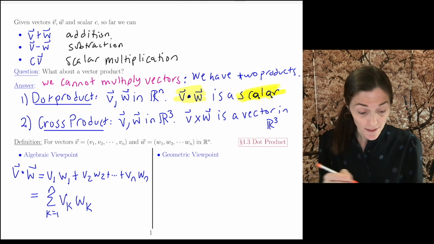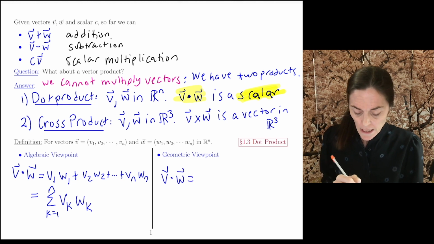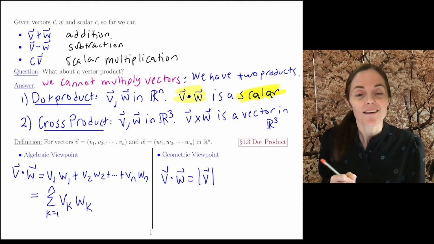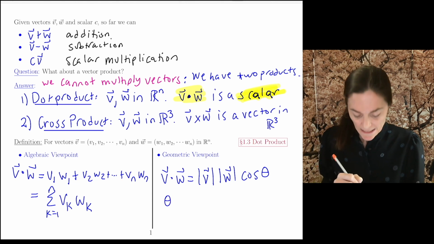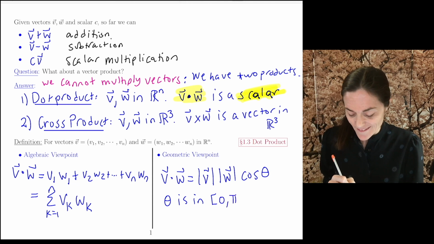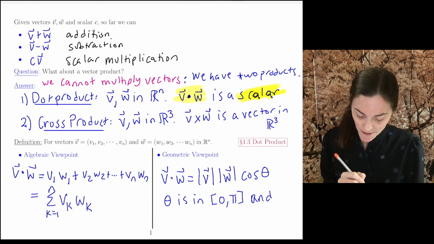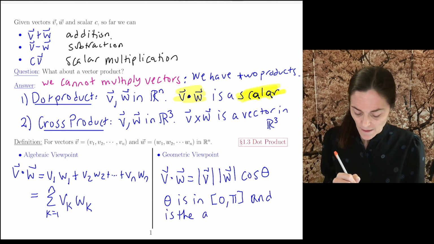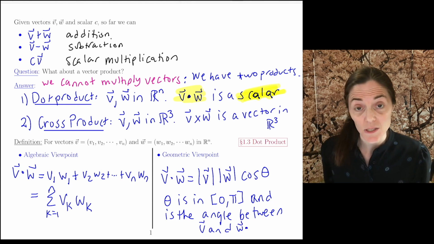Now, the geometric is as follows. If you have v and w both in Rn, the dot product would be the length of v times the length of w times the cosine of theta, where theta is between 0 and pi, and this is the angle between the two vectors v and w. We can always take theta to be between 0 and pi.